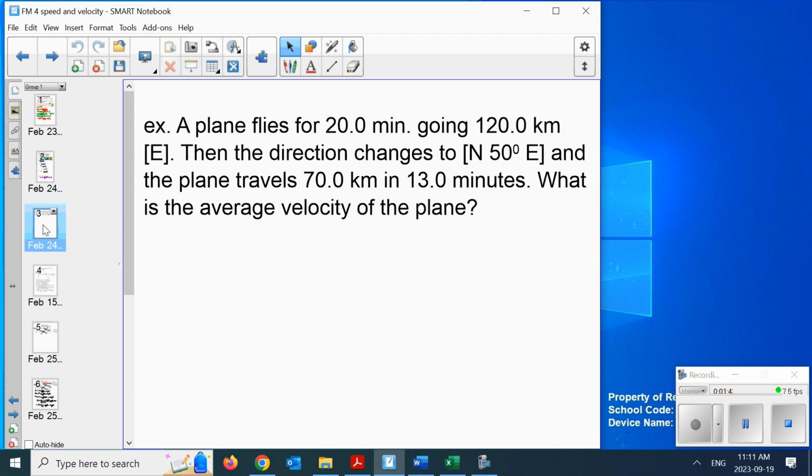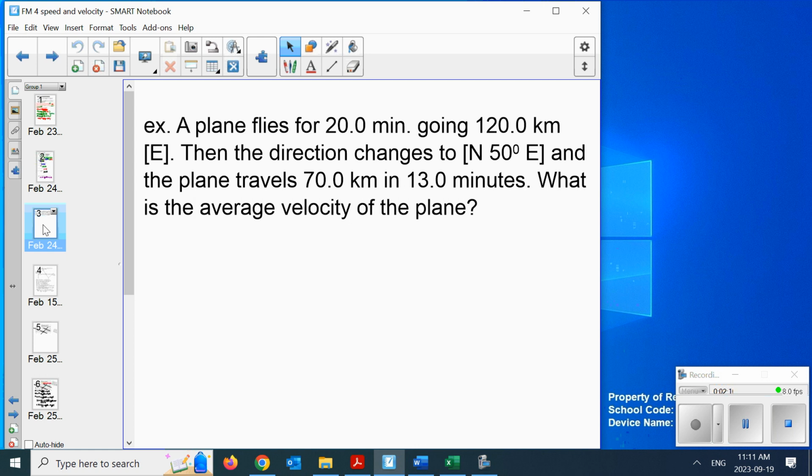Let's think about this. A plane flies for 20 minutes going 120 kilometers east. We have the distance, and we actually have the displacement. Then the direction changes to north 50 degrees east, and the plane travels 70 kilometers in 13 minutes. What's the average velocity of the plane? It's important I didn't say speed. It would be different; it wouldn't have a direction.